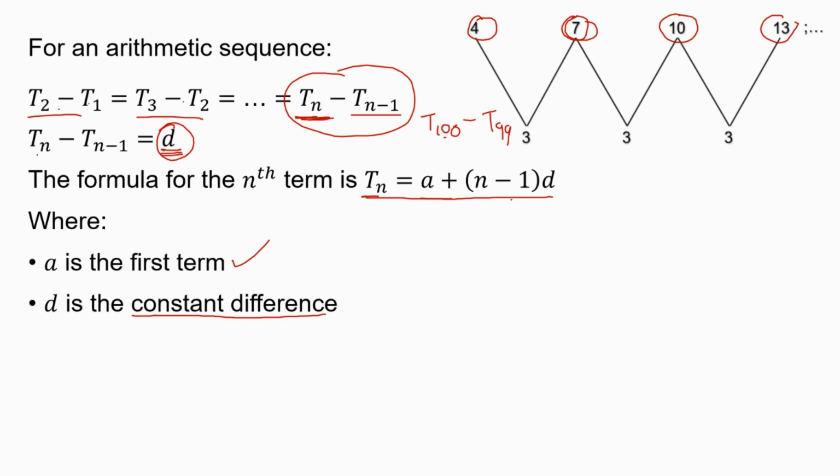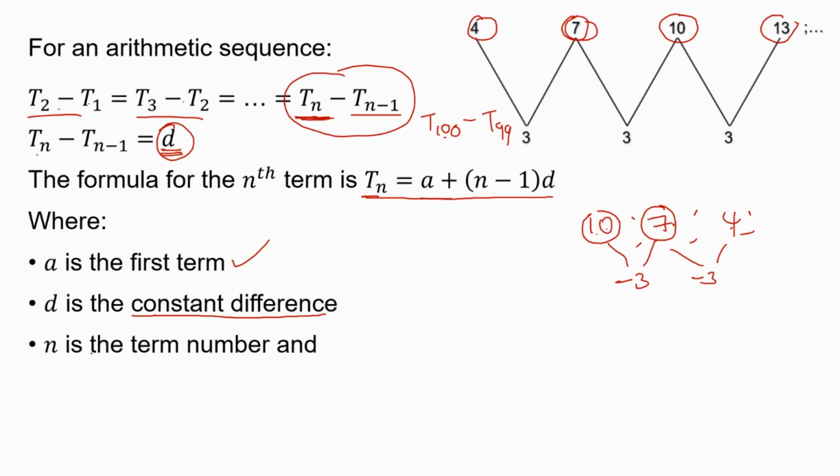Please take note, it's not like the bigger term minus the smaller term. It is T2 minus T1, because T2 may be smaller than T1. For example, let me say we have 10, 7, 4. What is the common difference here? You say 7 minus 10, which is negative 3. 4 minus 7, which is negative 3. So you can have a situation where T2 is smaller than T1 and T3 is smaller than T2.